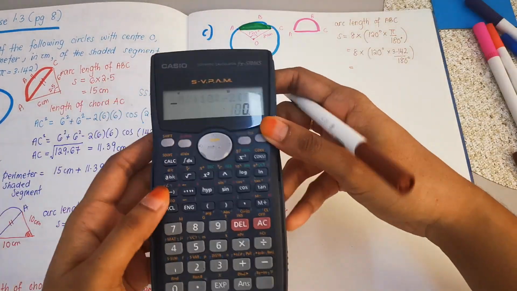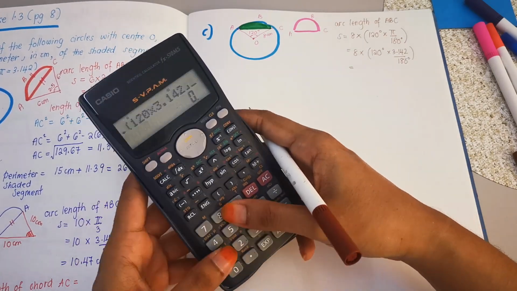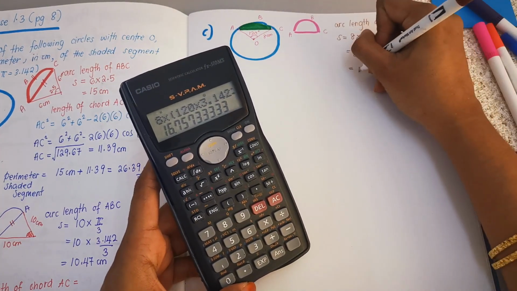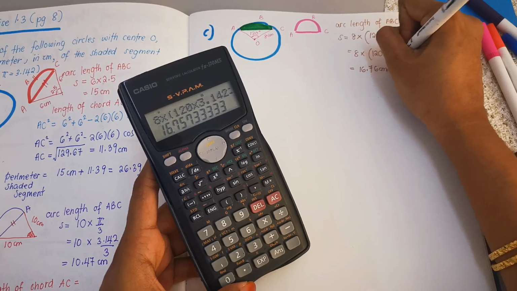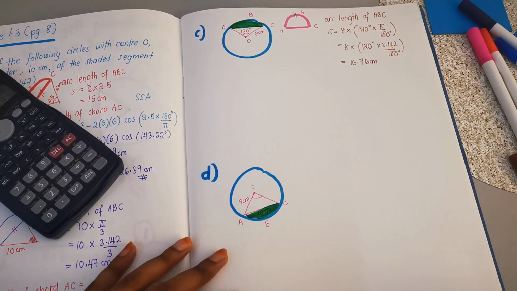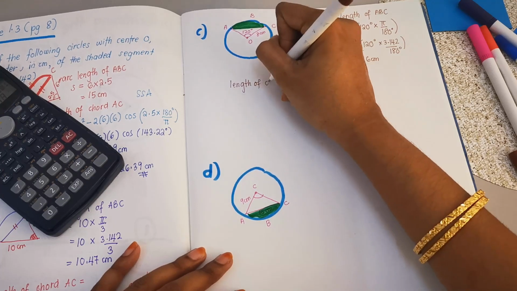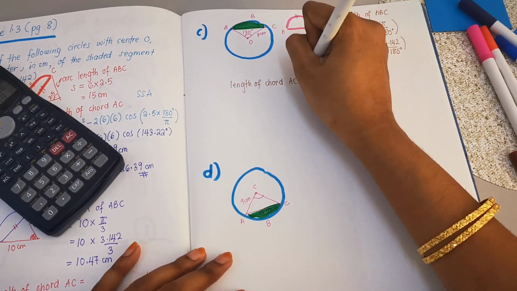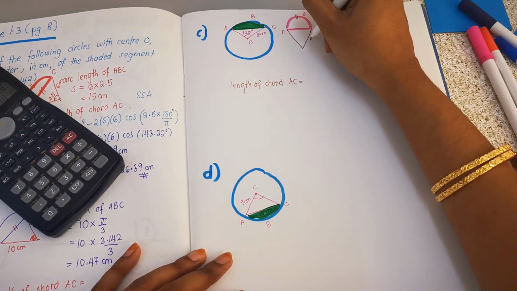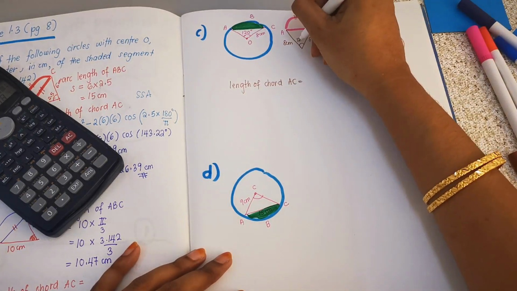So let's see what our arc length is. 8 times 120 times 3.142 over 180. All right, so we get 16.76 centimeters. So that's the arc length. So here done. Now let's find the length of chord. Length of chord AC. Let's look at AC, this part. So our triangle is like this. This is 8 cm, this is 8 cm. Our angle here is 120.